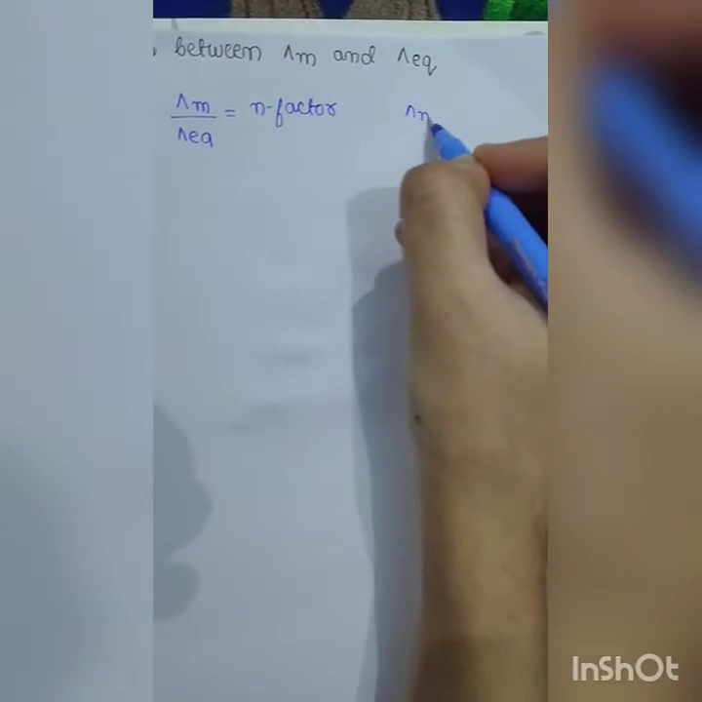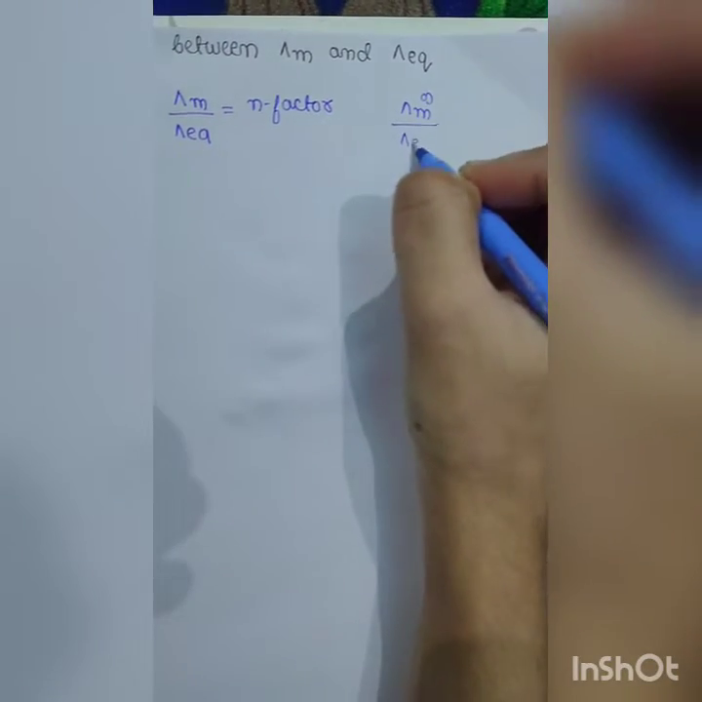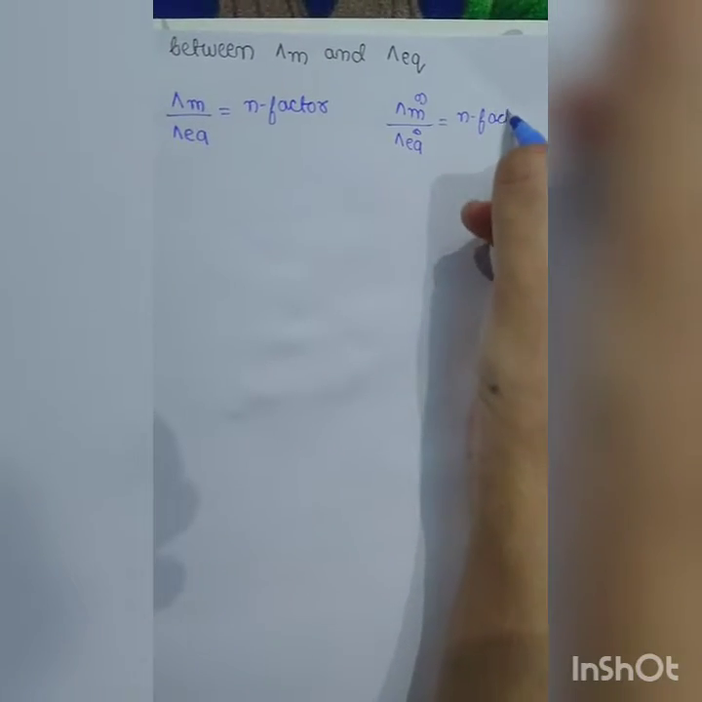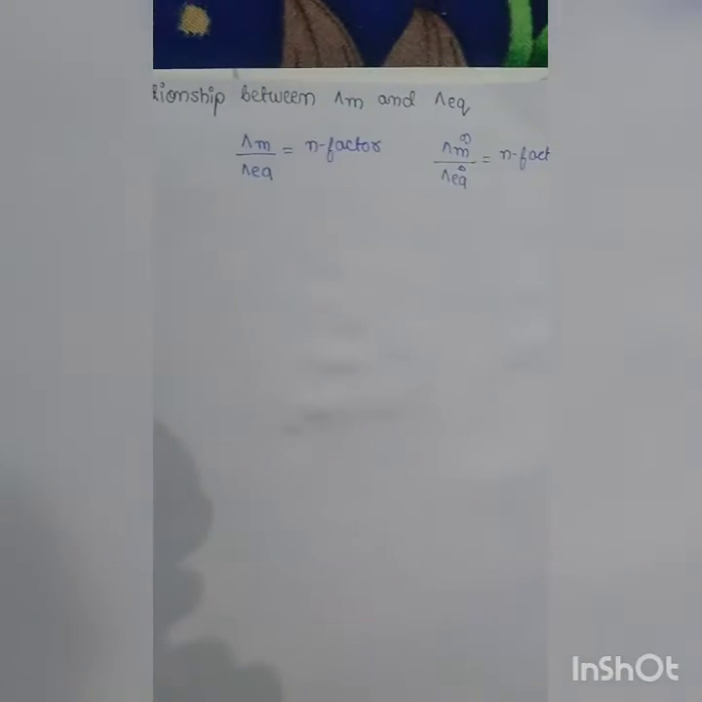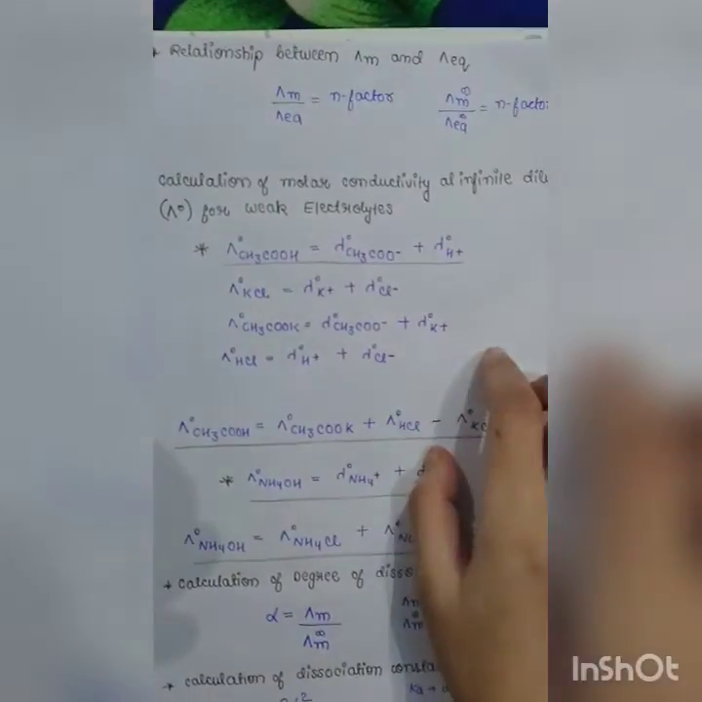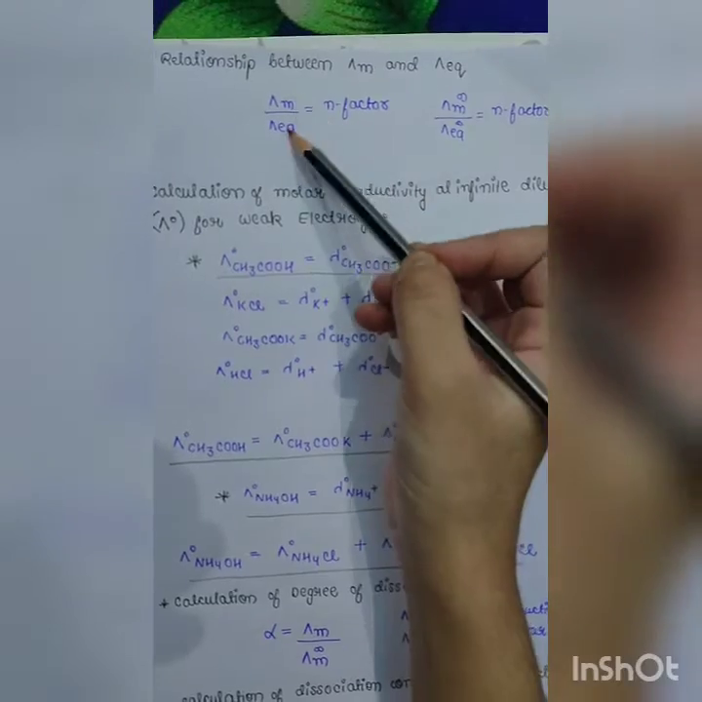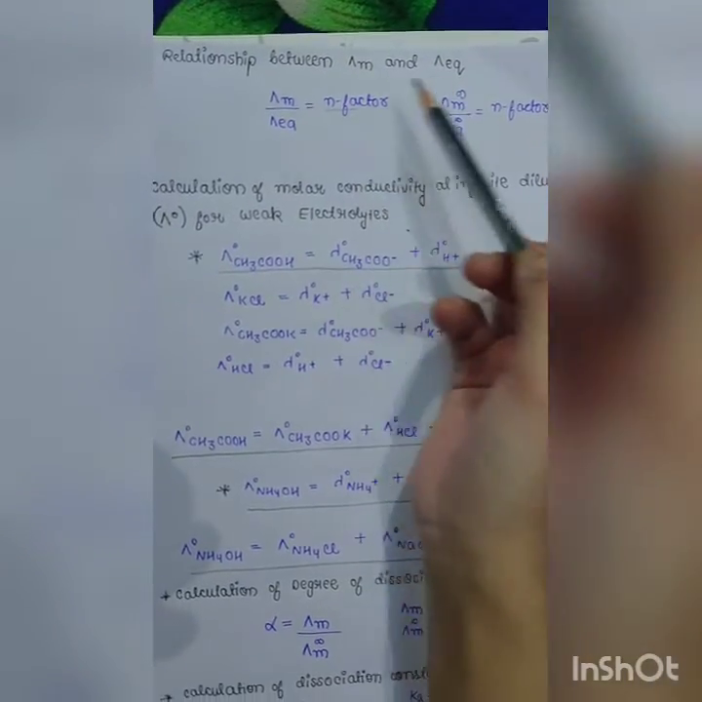N factor is the number of ionizable H positive or OH negative ions. Same is the case with limiting molar conductivity and limiting equivalent conductivity. इनका ratio भी is equal to n factor, number of ionizable H positive or OH negative ions. I have already discussed in previous video the relationship between molar conductivity and equivalent conductivity. If we divide this both, we'll get n factor.